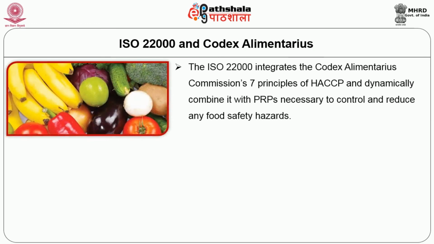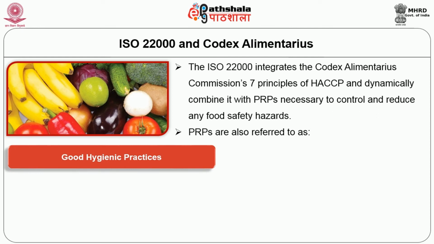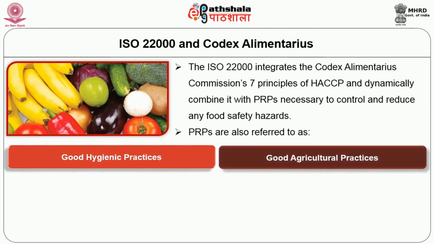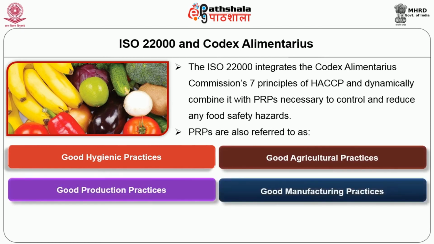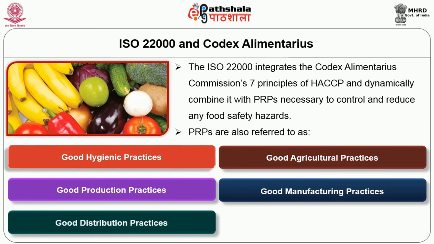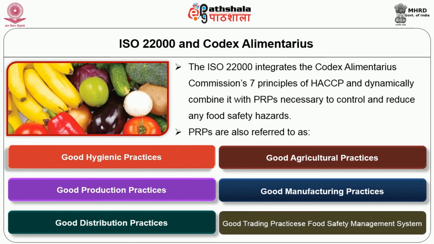ISO 22000 integrates the Codex Alimentarius Commission's 7 principles of HACCP and dynamically combines them with PRPs necessary to control and reduce any food safety hazards. The prerequisite programs are also referred to as good hygienic practices, GHP, good agricultural practices, GAP, good production practices, GPP, good manufacturing practices, GMP, good distribution practices, GDP, and good trading practices, GTP.